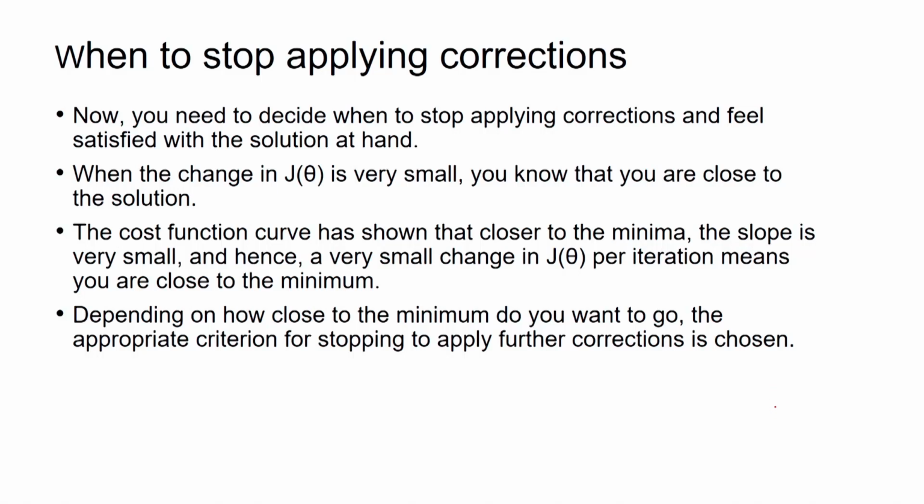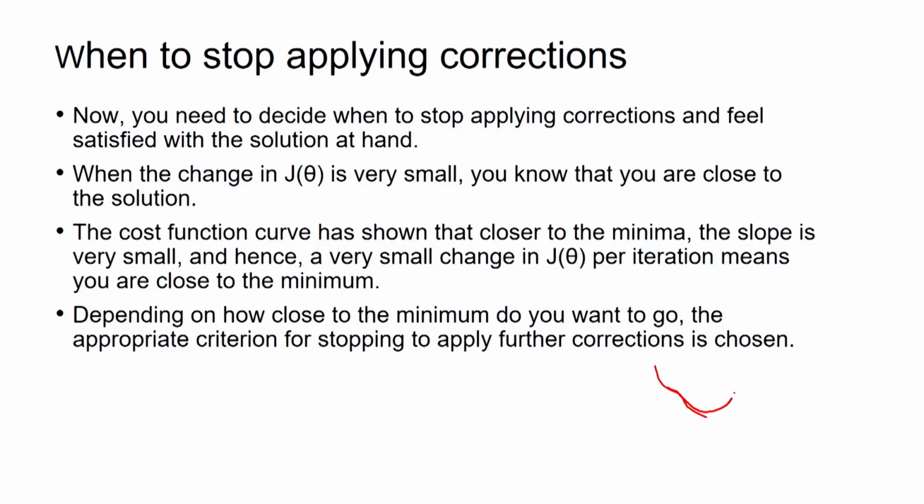So when to stop applying corrections, meaning when should we stop updating these parameters? There may be different termination criteria. For example, one criterion is simply the number of iterations. The second criterion may be when the change in the cost function is very small. The change in the cost function will be very small when it is close to the minima.